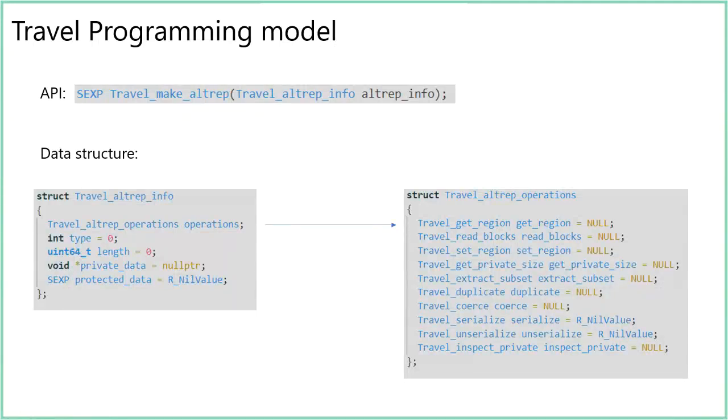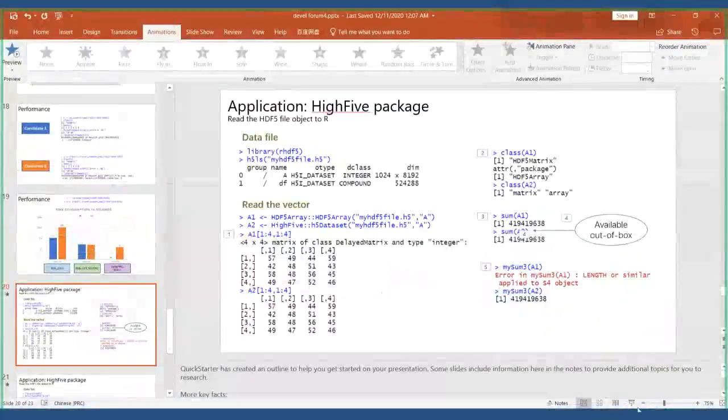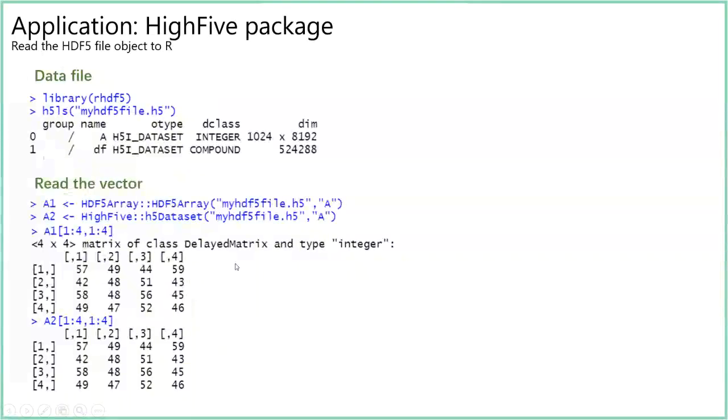Yes, I think that's a good question. So give me a second. So what you're asking about is the HighFive package. Actually, I designed the Travel package just for solving the challenges in the ALTREP features in R. So I do not have an immediate answer for your question: why do users want an ALTREP or not?